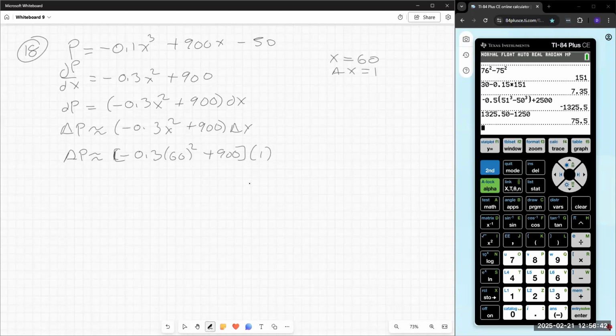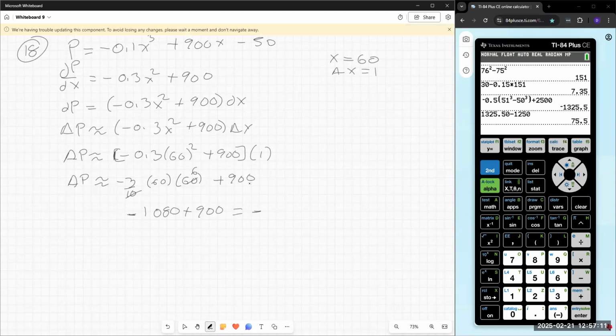We have delta P is approximately negative 3/10 times 60 times 60, which will make 360 times 3, which is negative 1080, plus 900 is a negative $180.